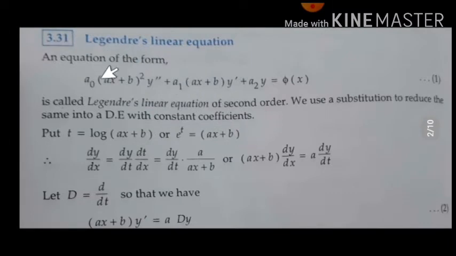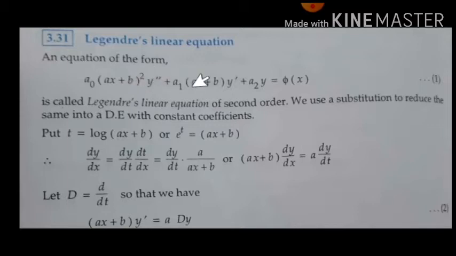Now our equation is in this form. See, earlier with constant coefficients, the (ax plus b) whole square term was not there in the given differential equation, yes or no? We only had a naught into y double dash. But now it is with variable coefficient. x is a variable here. When you expand it, the coefficient of y double dash is nothing but a variable.